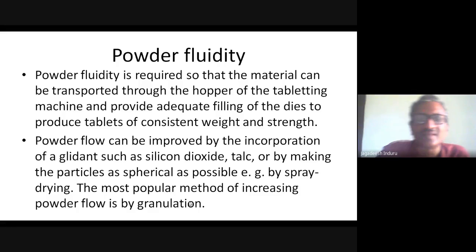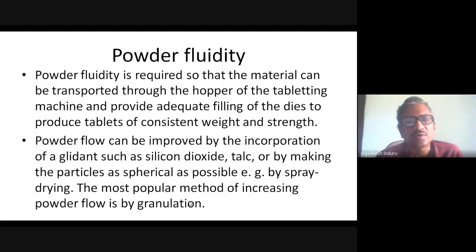It is also called aerosol, brand name, and talc, or by making the particles as spherical as possible by granulation, whether it is wet granulation, dry granulation, or spray drying. And the most popular method of increasing the powder flow is granulation. That is the reason we adopt wet granulation or dry granulation.